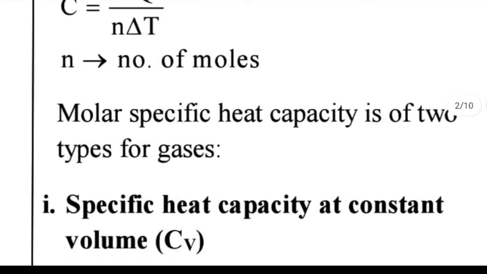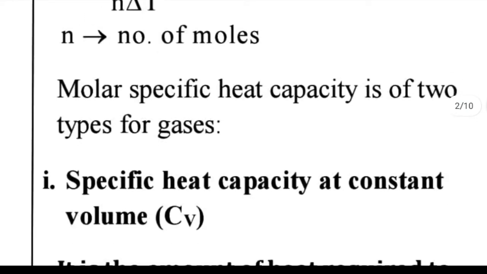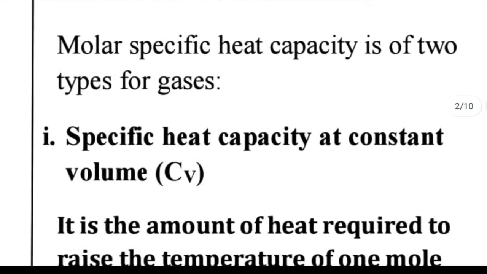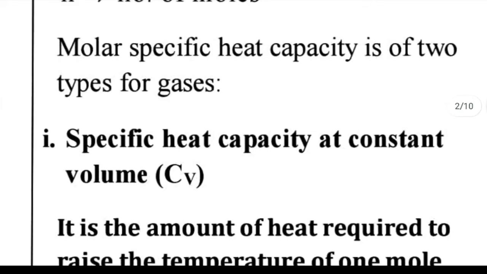Now this molar specific heat capacity is of two types, that is at constant volume and at constant pressure. It is actually for gases because gases can be heated in two methods. In the first method, it will be heated at constant pressure, and in the second method, it will be heated at constant volume. Likewise, molar specific heat capacity for gases will be of two types, that is at constant volume and at constant pressure.